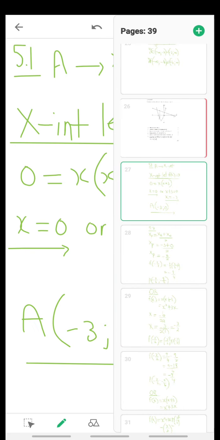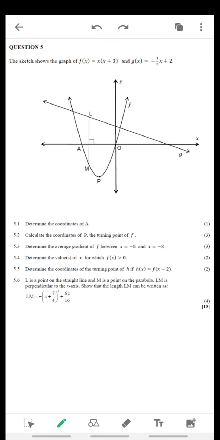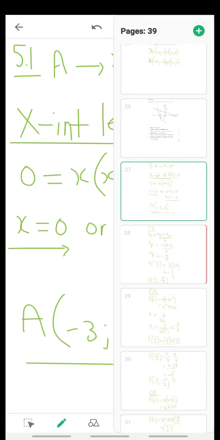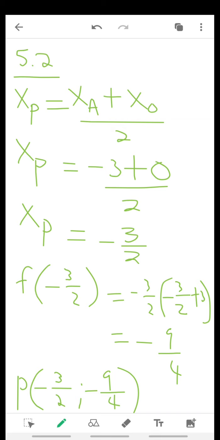Now let's go to 5.2. Calculate the coordinates of P. There is P, which is the turning point of f. Since I know my A x value and my O x value, this will act as the midpoint, because the distance from A to P and from P to O will be equidistant. So I'm going to use my midpoint formula as method number 1. The x coordinate of P, which is the midpoint, equals the sum of the x coordinates of A and O, divided by 2. Then by substitution, the x value of the midpoint P is minus 3 over 2.